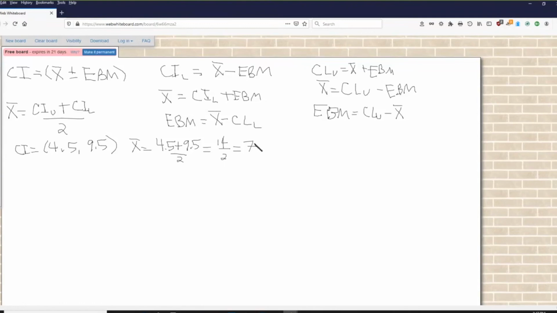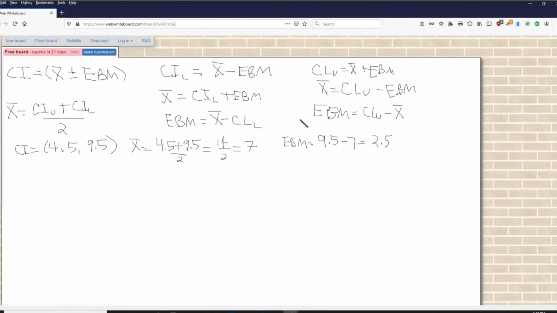And then I can solve for my error bound of the mean by taking the upper limit of the confidence interval and subtracting the mean, and that's going to give me the error bound of 2.5. So if you remember from the very beginning of the lecture, this is what we were initially given: a mean of 7 and an error bound of 2.5, and then we found the confidence interval of 4.5 and 9.5. So just using algebra, you can do the reverse. Okay?